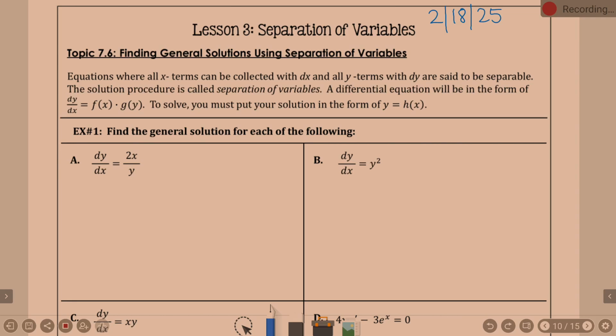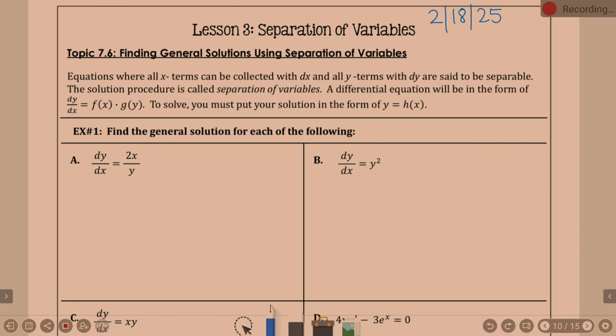We've done a little bit of this already. A differential equation will be in the form of dy dx equals f of x times g of y. To solve, you must put your solution in the form of y equals h of x. So our goal in the end is to get it to a y equals form, or occasionally there's other forms that we leave it in. They're just more appropriate for the scenario than y equals, okay?